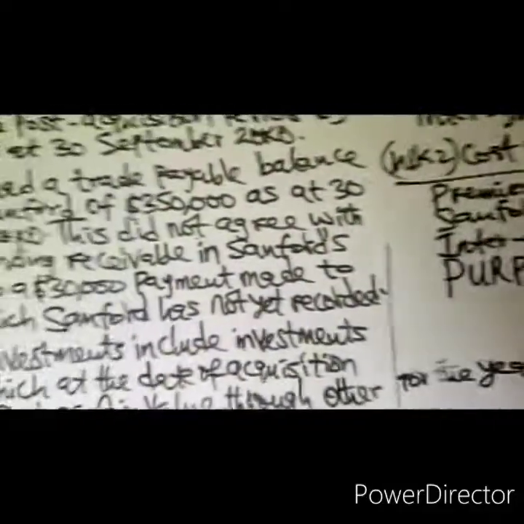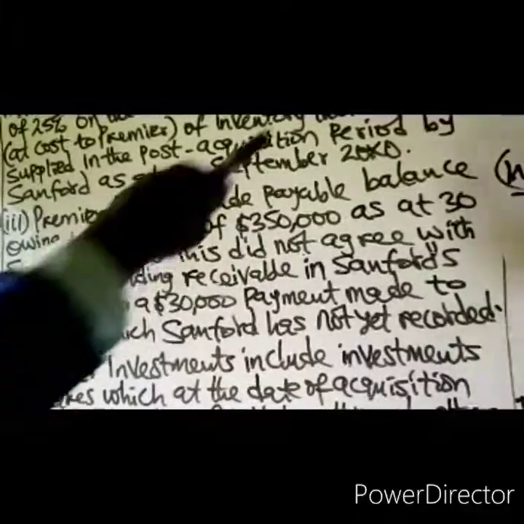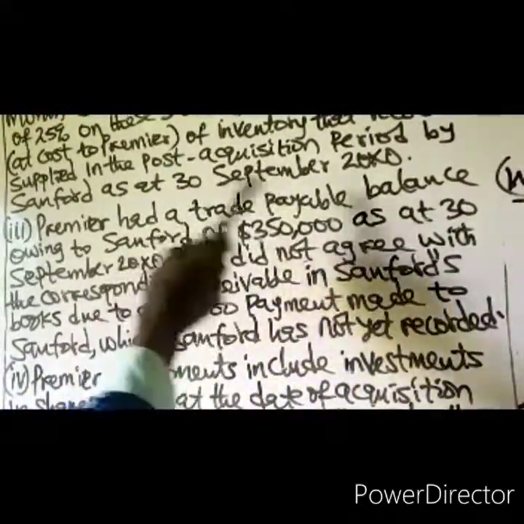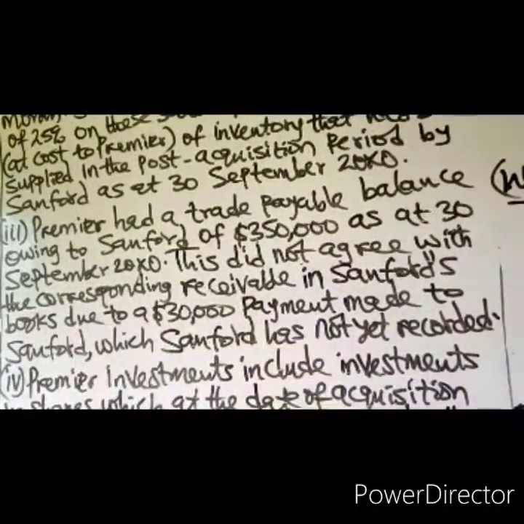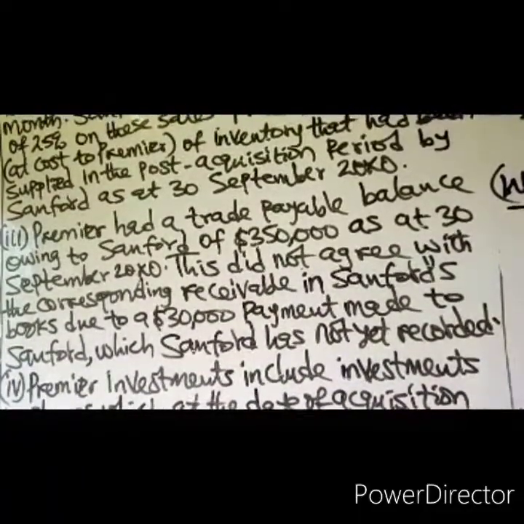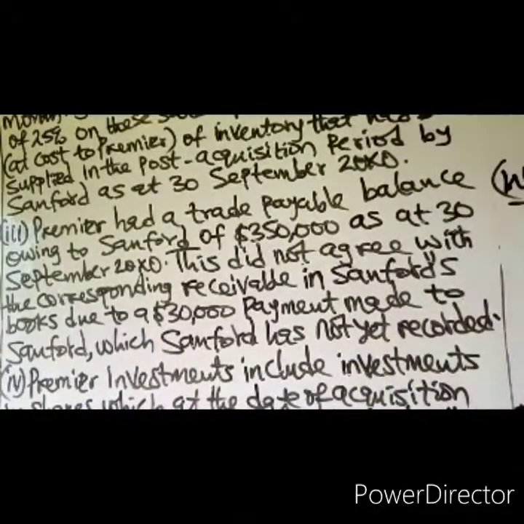Let's check note 3. Premier had a trade payable balance owing to Sanford of 350,000 as at 30 September 2020. A trade payable is a liability, so that doesn't have anything to do with the statement of profit or loss. So we leave that note 3.